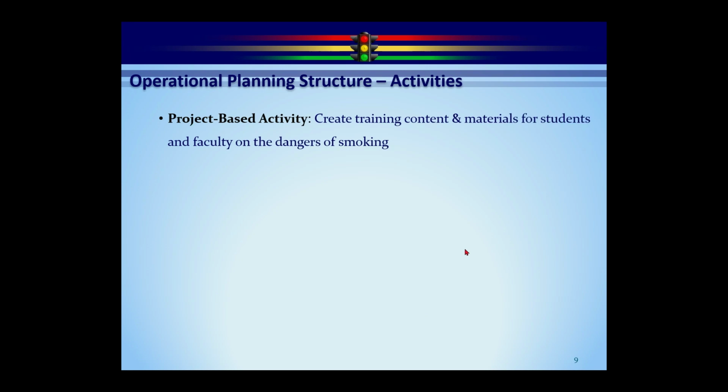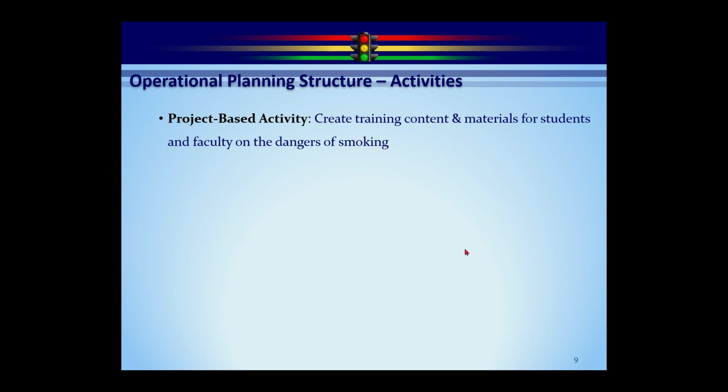So our first activity we call a project-based activity, the first type of activity. Now, this was the original and only type of activity when we first developed the system in here. Think of it as anything that's a project. So in this case, create training content materials for students and faculty on the dangers of smoking. So we're going to make PowerPoints, we're going to make some videos, make some user guides, that sort of thing.